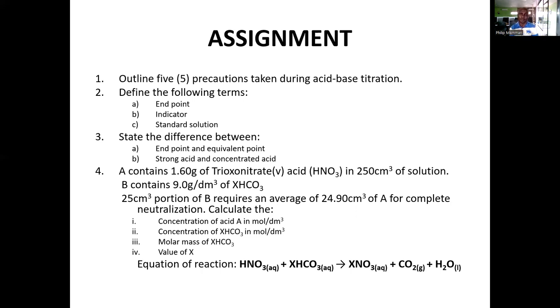I'm sure you will attempt these questions, and I'm sure you will do well in your examination. Please practice. Also take a look at your redox titration, especially for those that are writing your SSC this year. The experiment is going to be on redox reaction.